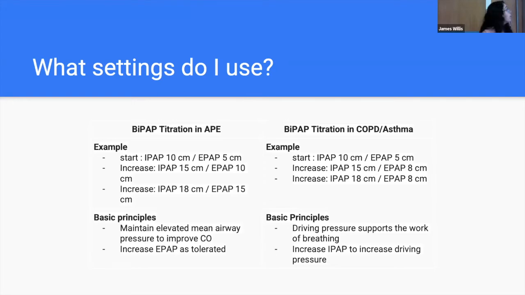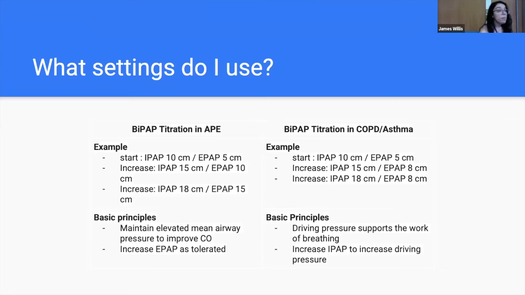And then in the setting of COPD and asthma, we have uncompensated respiratory acidosis, right? So we just want to blow off CO2. We're going to want to do this by improving ventilation, and we do this by maximizing the driving pressure, using our IPAP. So basically, we're decreasing the work of breathing and helping our patient not tire out.